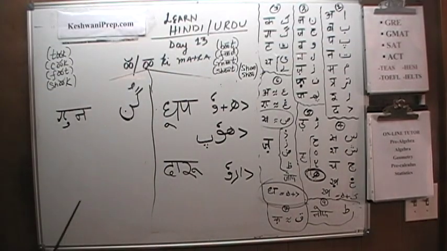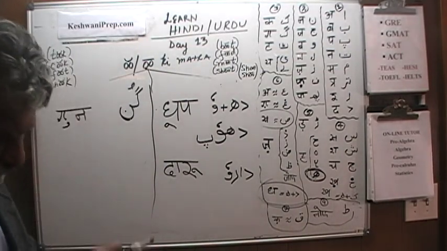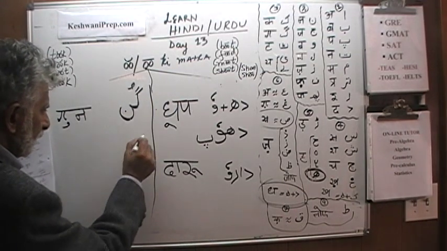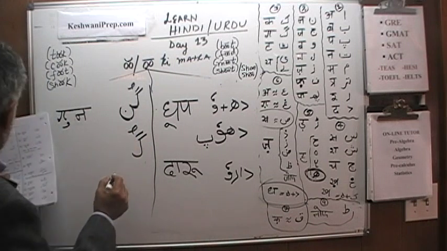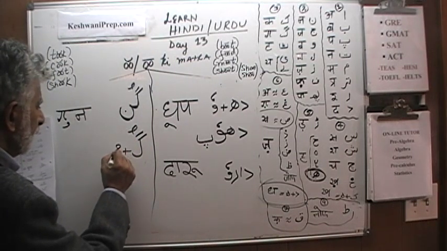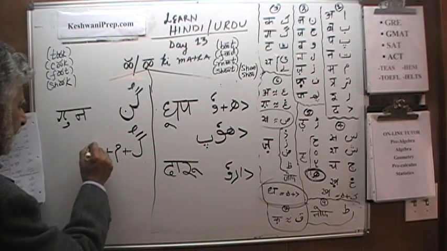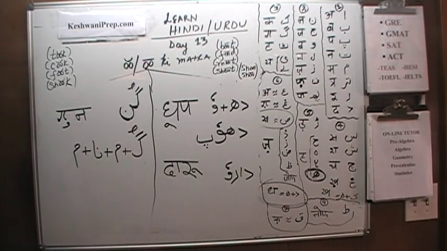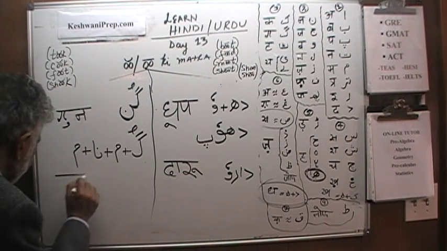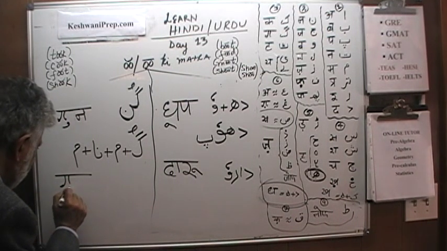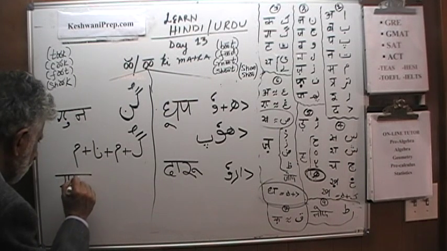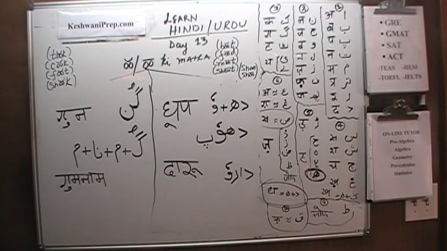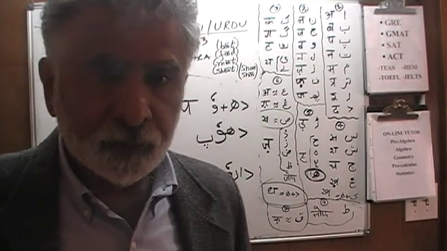Let's do one more with the choti u ki matra. Same one here, gu. There is your g, and then gu, and then m, gum, and then na, gum na, and then adama. That's what we're going to write. Gumnam. What do you suppose gumnam means?